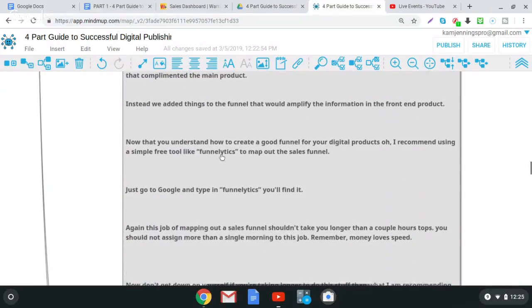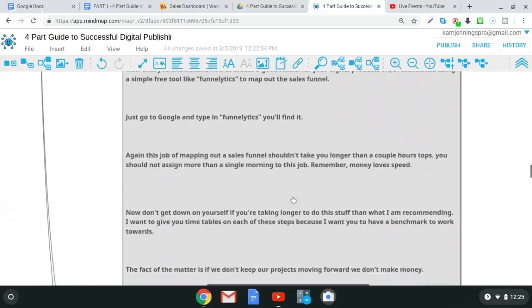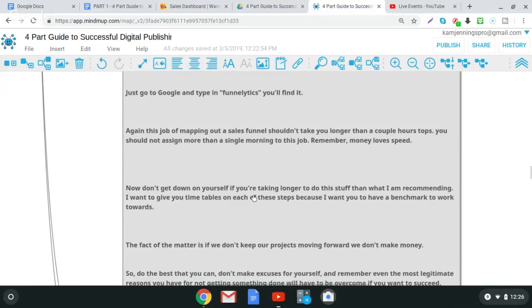Now that you understand how to create a good funnel for your digital products, I recommend using a simple free tool like Funnelytics to map out the sales funnel. That's at funnelytics.io, by the way. Just go to Google and type in Funnelytics and you'll find it. Again, this job of mapping out a sales funnel shouldn't take you longer than a couple of hours tops. You should not assign more than a single morning to this job.